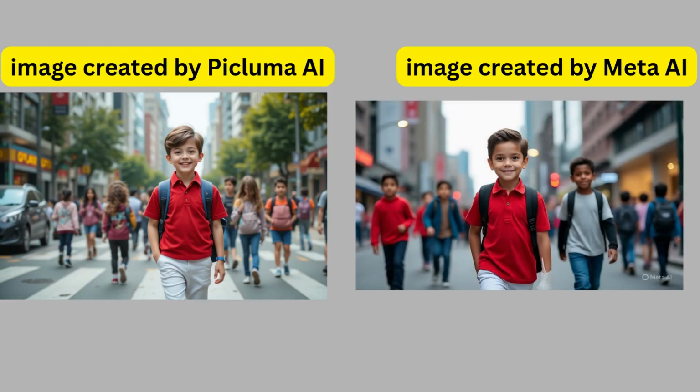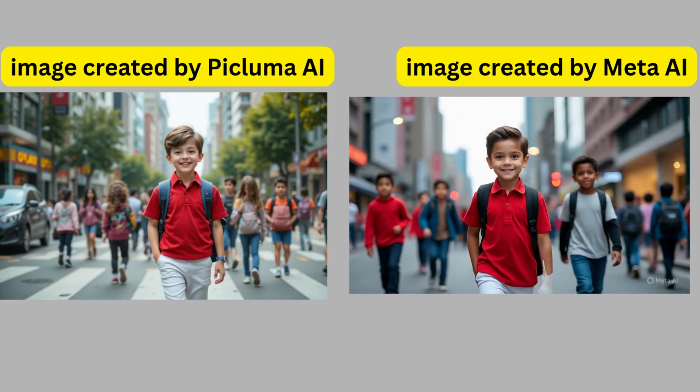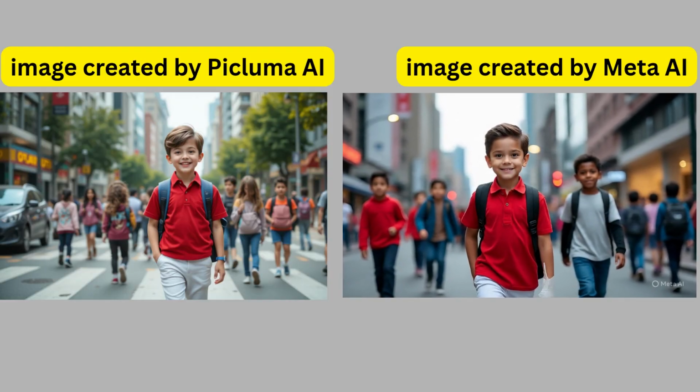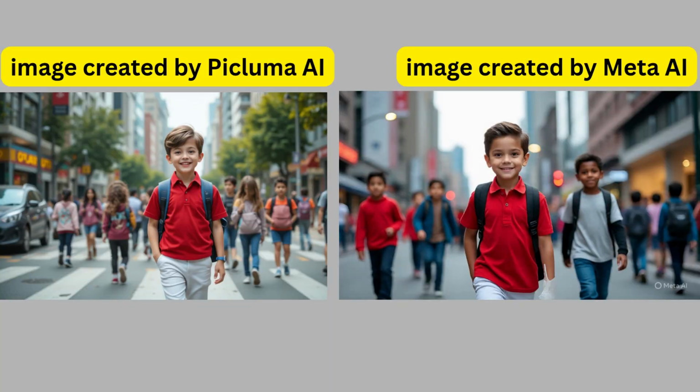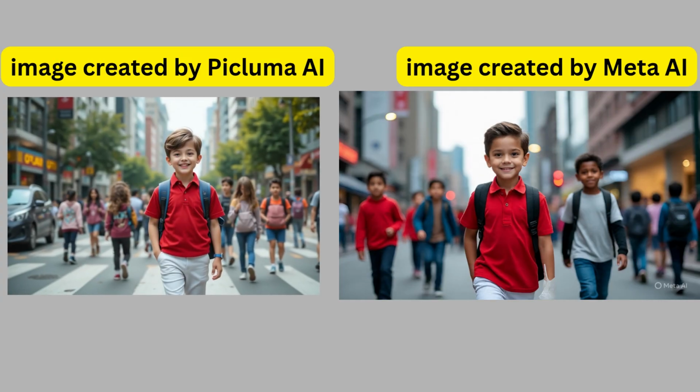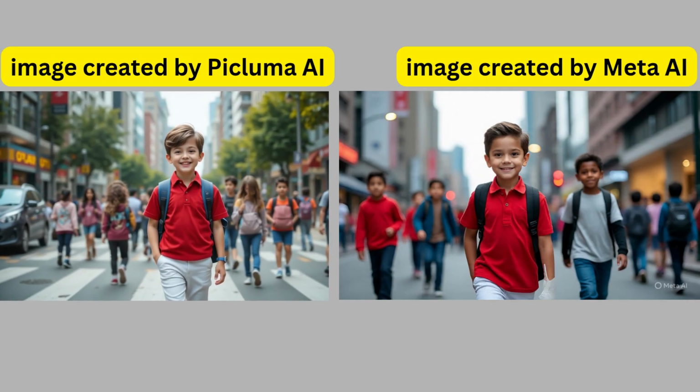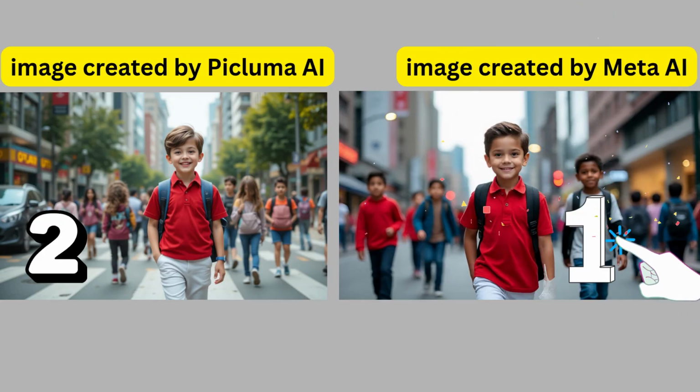Now, the real competition is between Picluma AI and Meta AI. Meta AI's image clearly shows other boys heading to school in the background, adding realism. In contrast, Picluma AI's background figures are blurry and indistinct. Based on this, Meta AI takes the top spot at number 1, with Picluma AI at number 2.